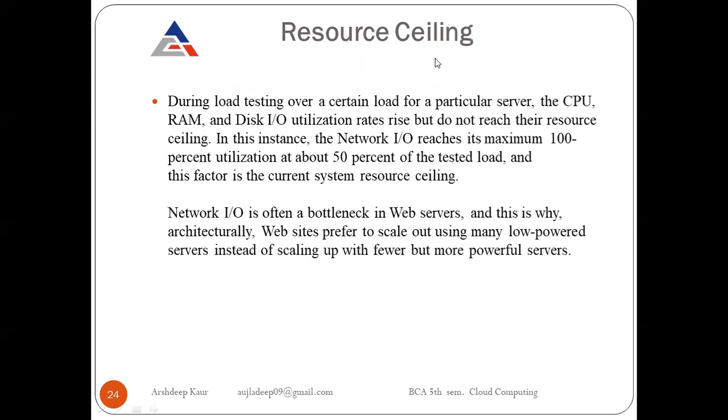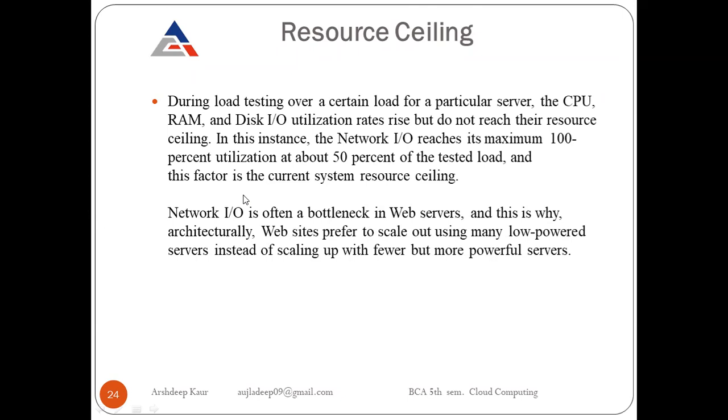Next is resource ceiling. During load testing, over a certain load for a particular server, the CPU, the RAM, and the disk IO utilization rates rise until they reach their resource ceiling. Resource ceiling means you have to set the ceiling of the resources like CPU, RAM, disk IO. The network IO reaches its maximum 100% utilization at about 50% of the tested load.